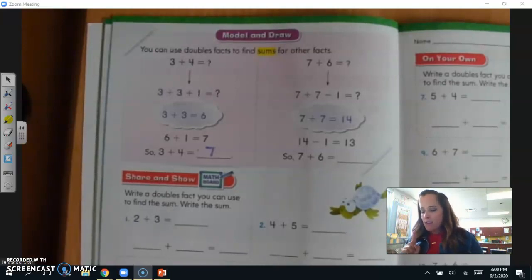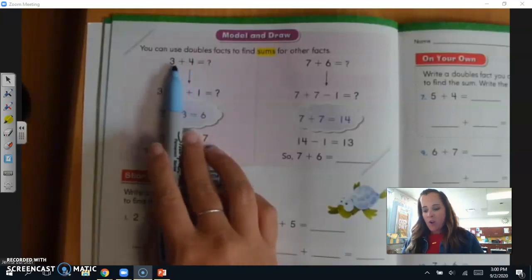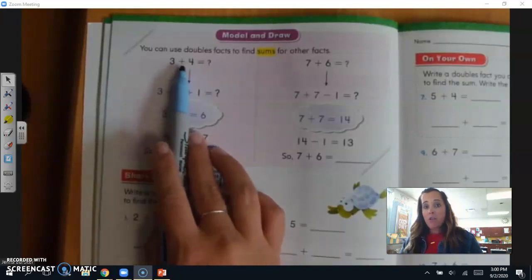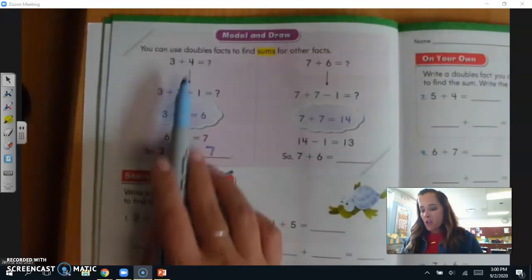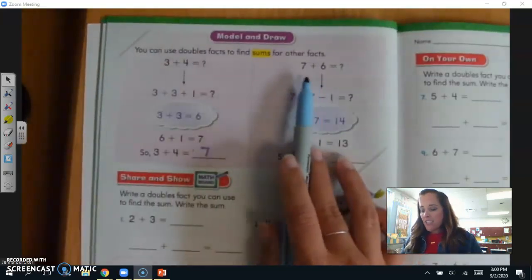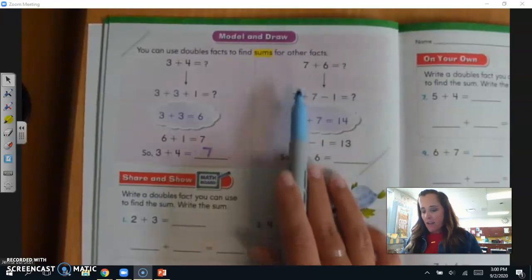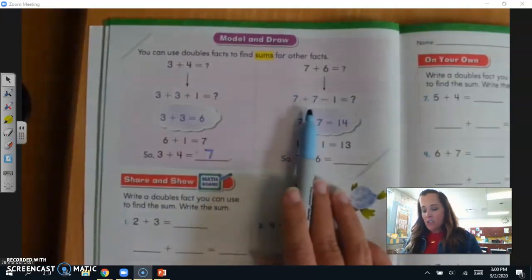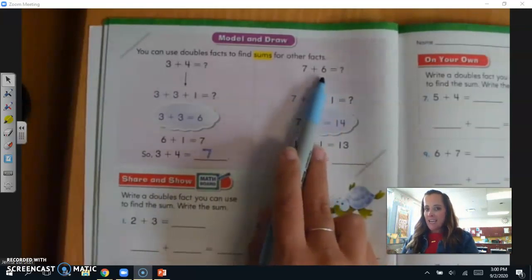Hopefully, you thought something about how over here, 3 plus 4, what's the bigger number, 3 or 4? 4, right? So we have to add 1 more. Over here, what's the bigger number? 7. And that's the double fact we're using. So instead of adding 1 more, we have to take 1 away because this 6 is less.